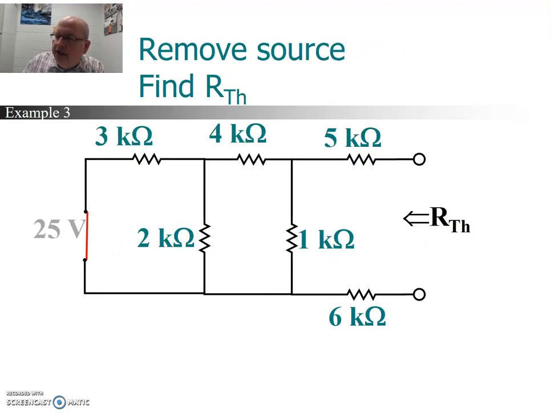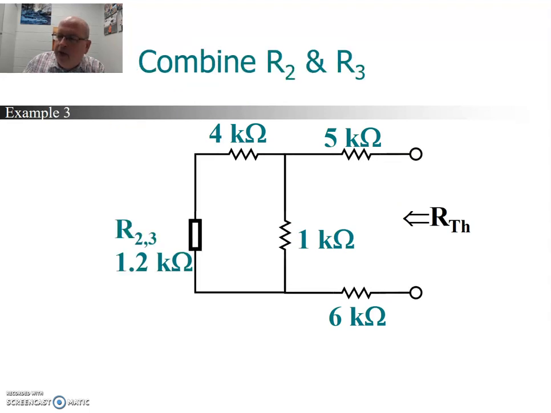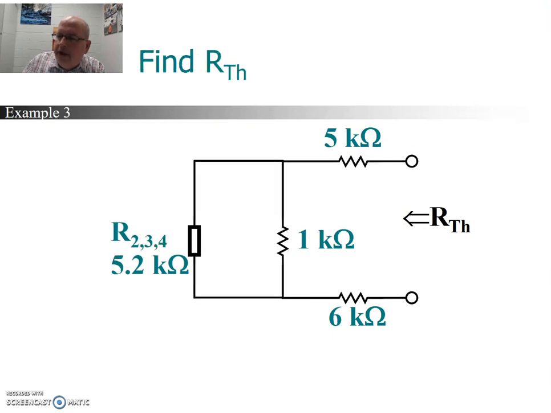Now the Thevenin resistance, looking in from the load terminals: 5K and 6K are in series, but then we have a series-parallel combination. Let's work through them one step at a time. First, the 2 and 3 we're going to combine. 2 and 3 are in parallel. That works out to 1.2 kiloohms. That is in series with the 4K, so we get 5.2K in parallel with the 1K. So 5.2 kiloohms in parallel with a 1K, and they're in series with the 5 and the 6.